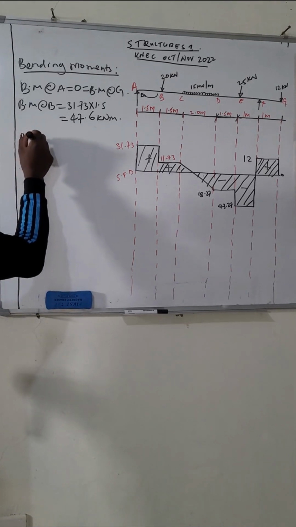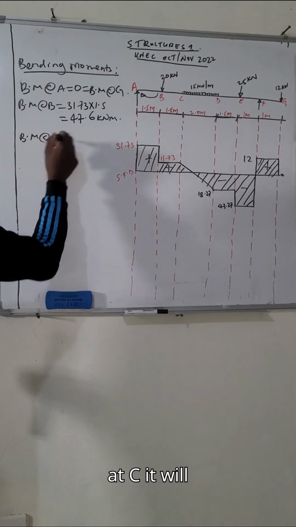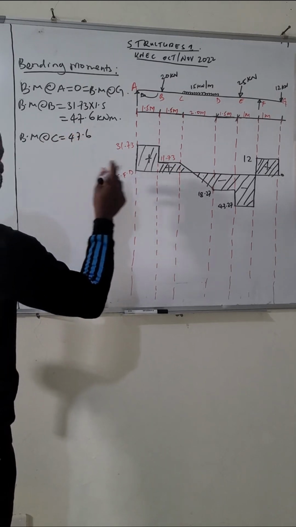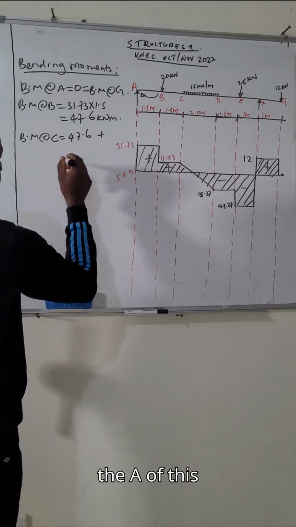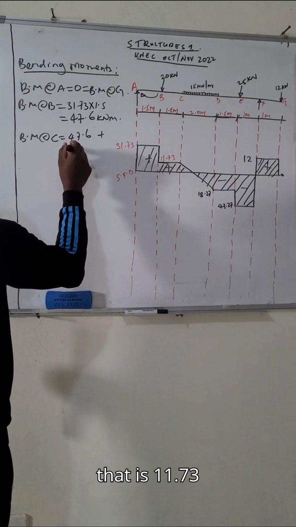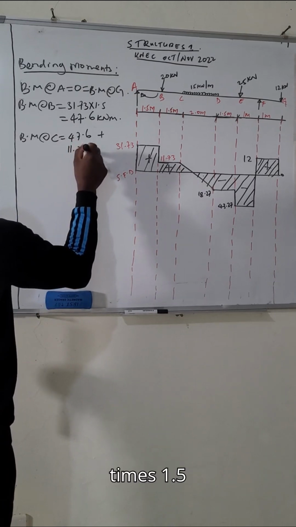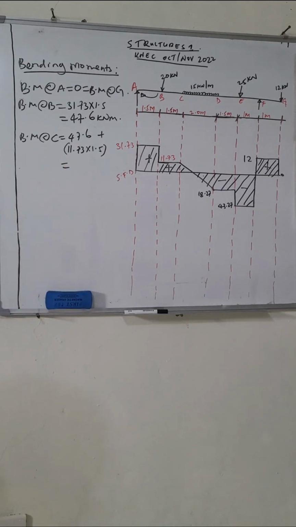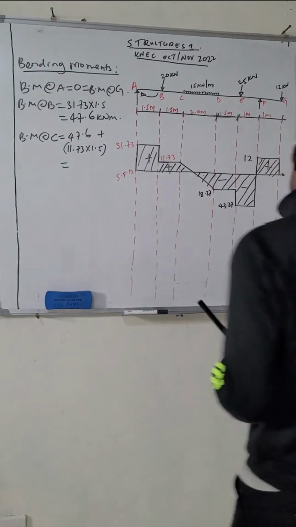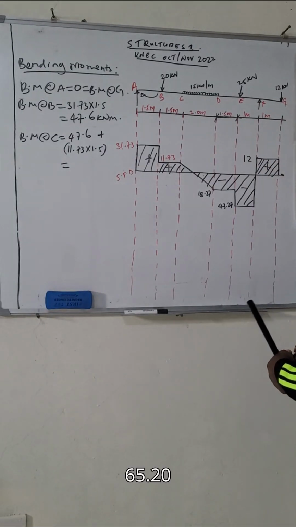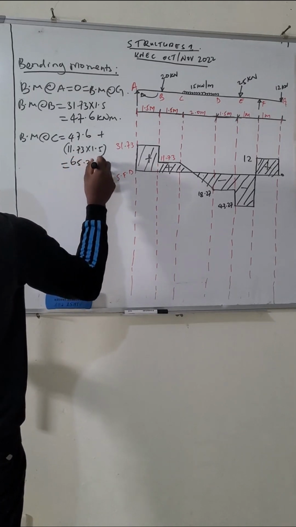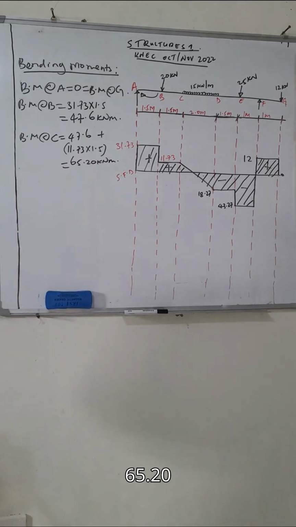Again, bending moment at C will be 47.6 plus the area of this, that is 11.73 times 1.5. So this one will be 65.20 kilonewton meter.